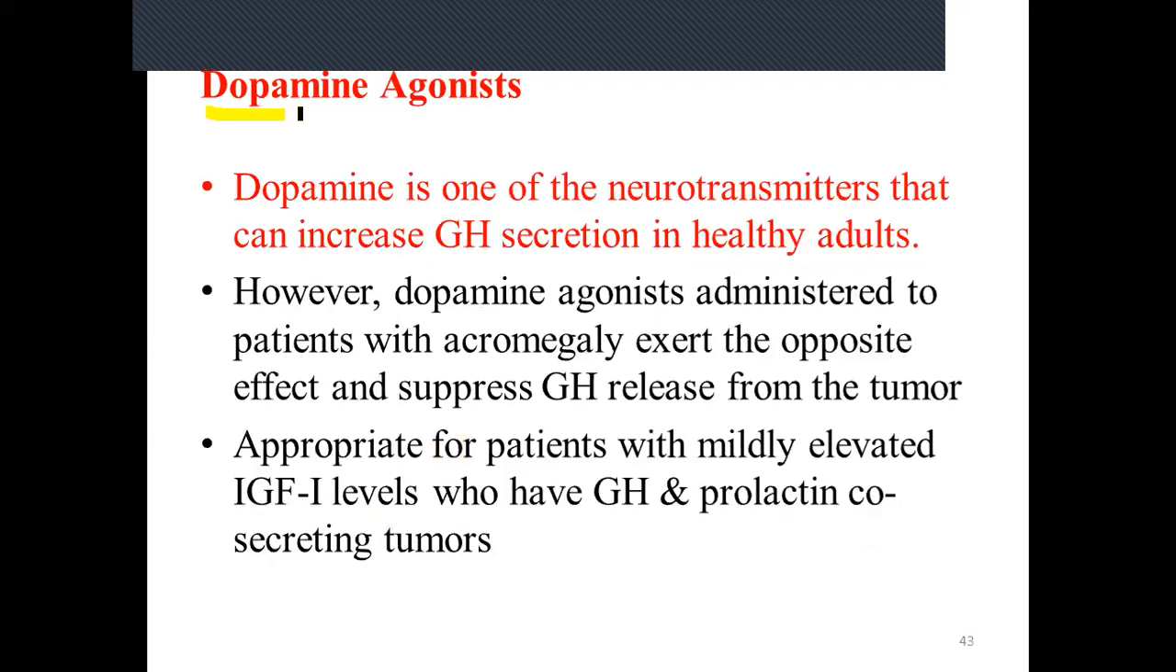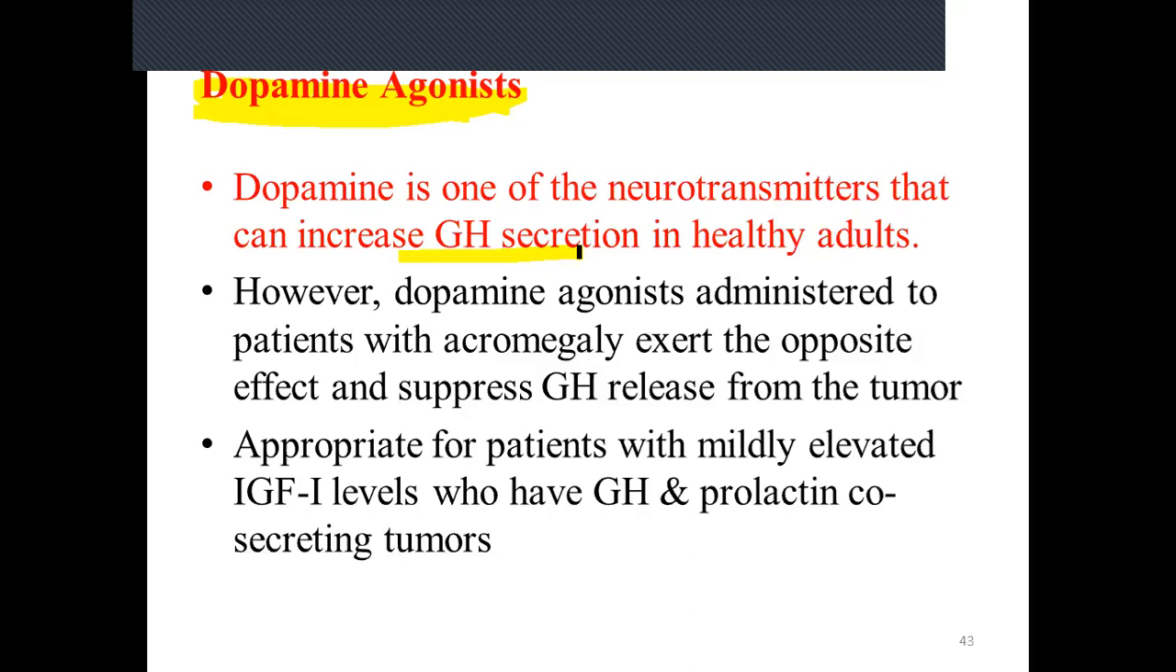Then lastly, the other pharmacological agents we are going to discuss are the dopamine agonists. Remember, dopamine is a neurotransmitter. Of course, you are going to discuss neurotransmitters in detail next semester in CNS or nervous system pharmacology, as well as nervous system disorders. Dopamine can actually increase growth hormone secretion in healthy individuals.